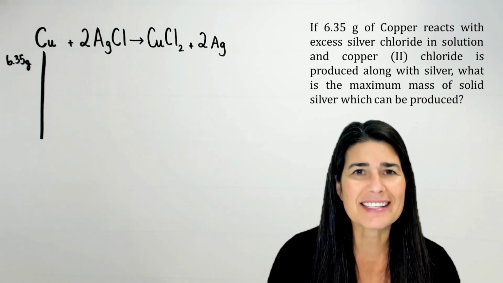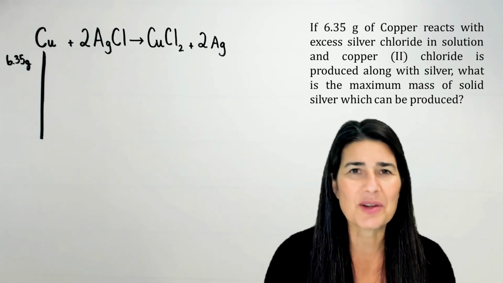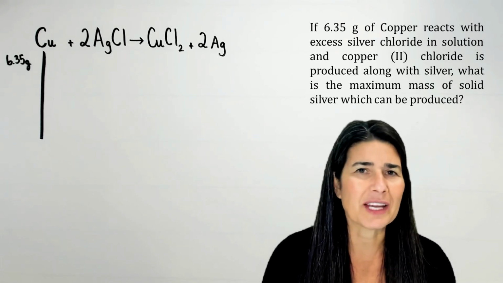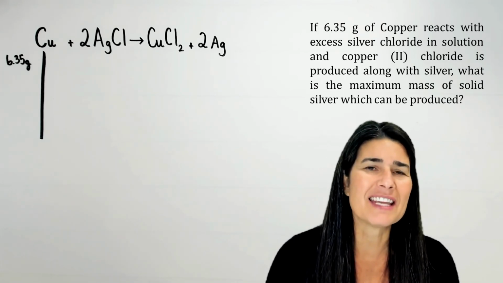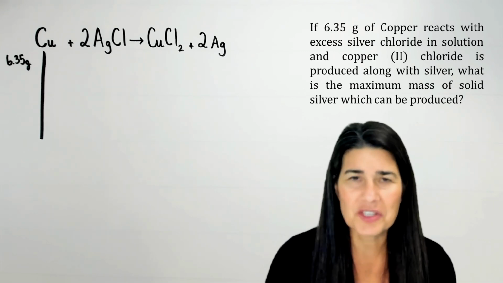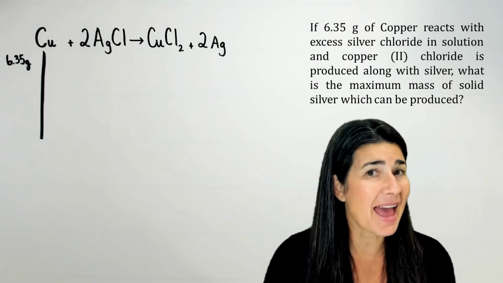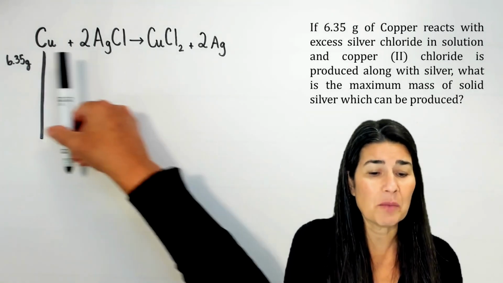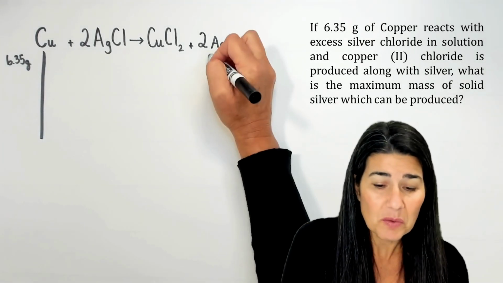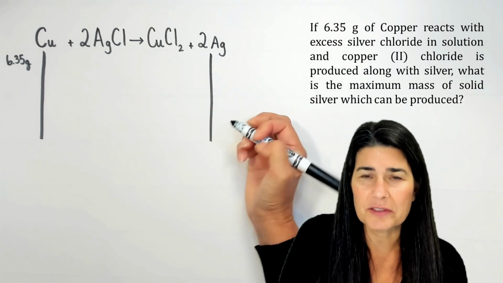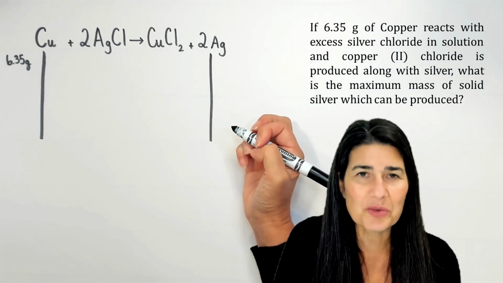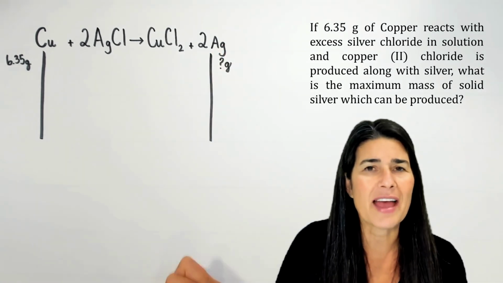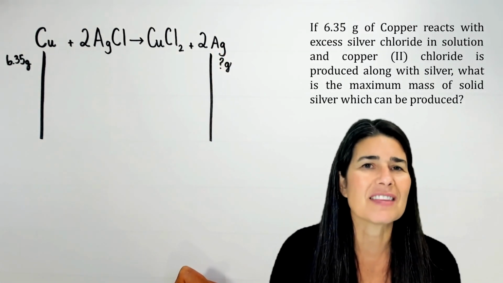Then they give us a lot of other information. Right now, the word excess copper 2 chloride, we're going to ignore that. It tells us we're also using excess silver chloride. We're ignoring that. But the next big piece of information is the question: what is the maximum mass, that's grams, of solid silver produced? So we find our solid silver and draw a vertical line for our silver. Since they want grams, we put a question mark at the top and call that grams.